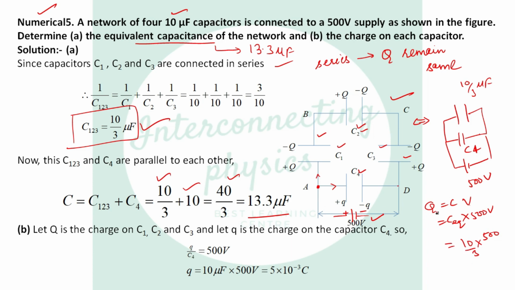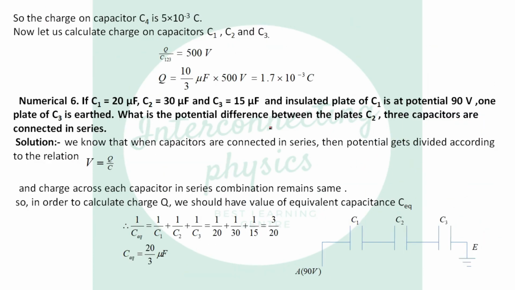Okay. So this will be the charge on C1, C2, C3, and over C4 it is Q equal to C into V. What is C equivalent for C4? Which is 10 microfarad. What is C? 10 microfarad into 500. So here the answer is 5 into 10 raised to power minus 3 coulomb, and the answer for C1, C2, C3 is 1.7 into 10 raised to power minus 3 coulomb.